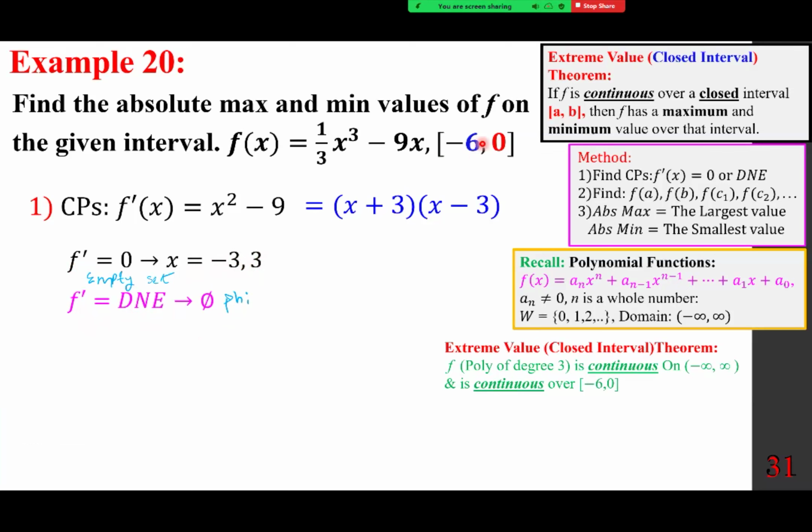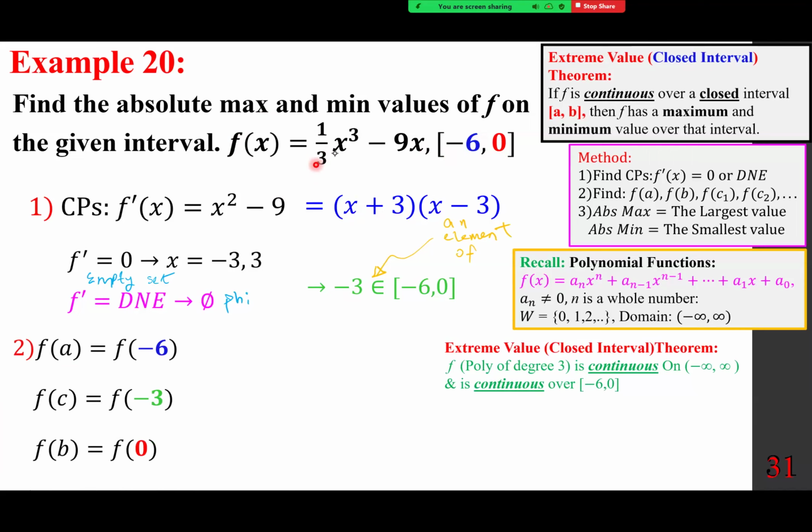Now you look at the given interval. Is -3 in between? Yes. Is +3 in between? No. You have to check it, and that's out. So the only one you're going to use is -3. And this, which looks like an epsilon, is an element of. I'm reminding you about the meaning of this. This is a symbol in set theory, and it's read as an element of. Therefore, you are going to evaluate the original function at these two endpoints as well as -3.